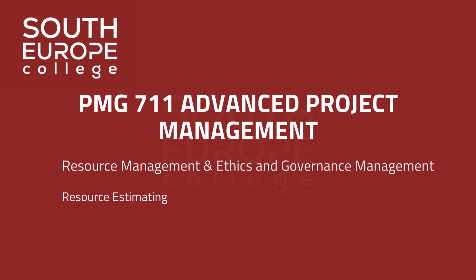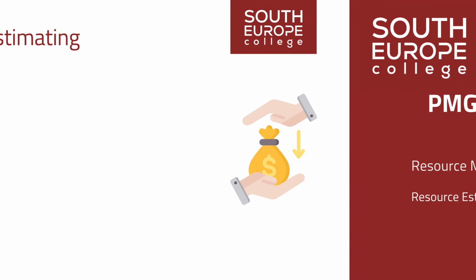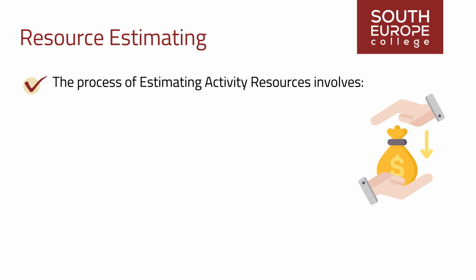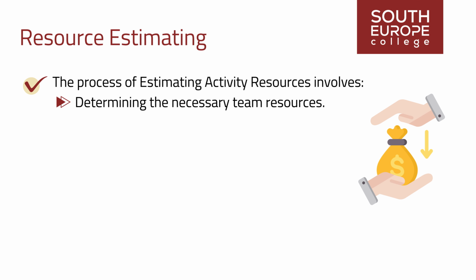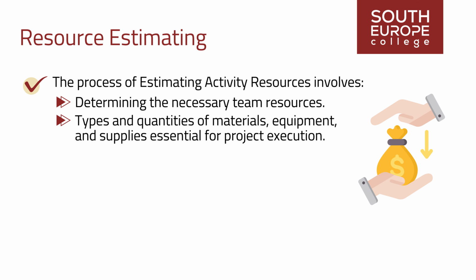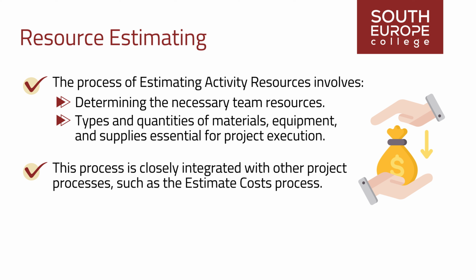This segment will cover resource estimating. The process of estimate activity resources involves determining the necessary team resources and the types and quantities of materials, equipment, and supplies essential for project execution. This crucial step identifies the specific characteristics and quantities of resources required to complete the project. Conducted periodically as needed, this process is closely integrated with other project processes, such as the estimate cost process.